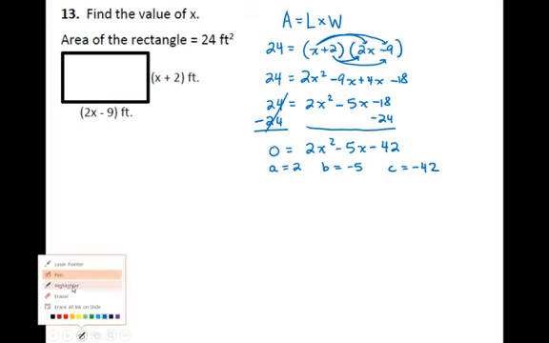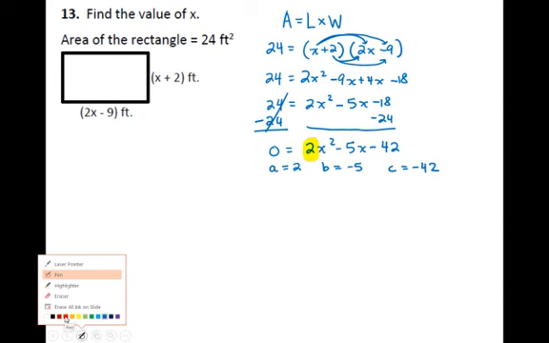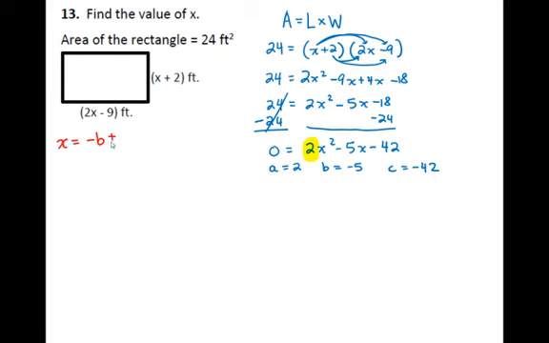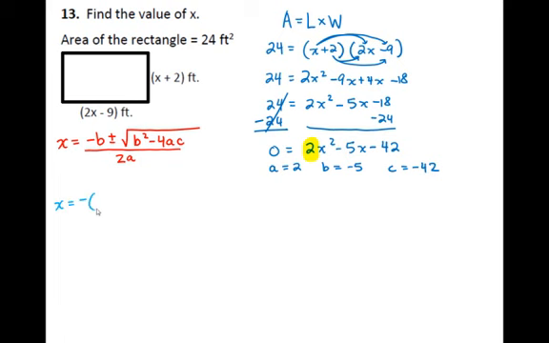So every time you have an a value that is something other than 1, let's go with the quadratic formula. Okay, so a is 2, we're going to use quadratic formula. That quadratic formula that you need to have memorized: x equals negative b plus or minus the square root of b squared minus 4ac all over 2a. Let's substitute. X equals negative 5 plus or minus the square root of negative 5 squared minus 4 times 2 times negative 42 all over 2 times 2.